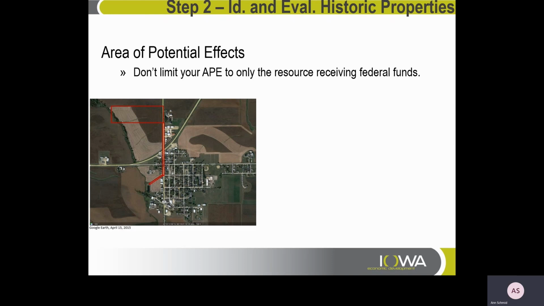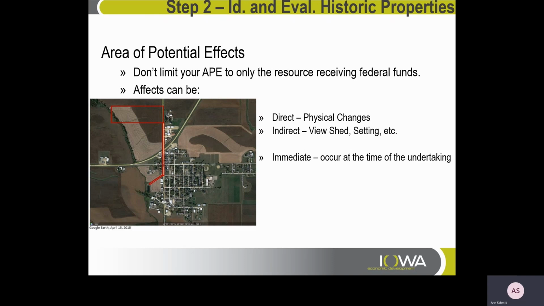Area of potential effects should also consider the full project that you have. Don't limit your APE to only resources receiving federal funds. Effects can be direct, physical changes, or indirect: viewshed, setting, downstream changes. They can be immediate, occurring at the time of the undertaking, or they can be further removed, resulting from an undertaking that may take weeks, months, or even years to occur.